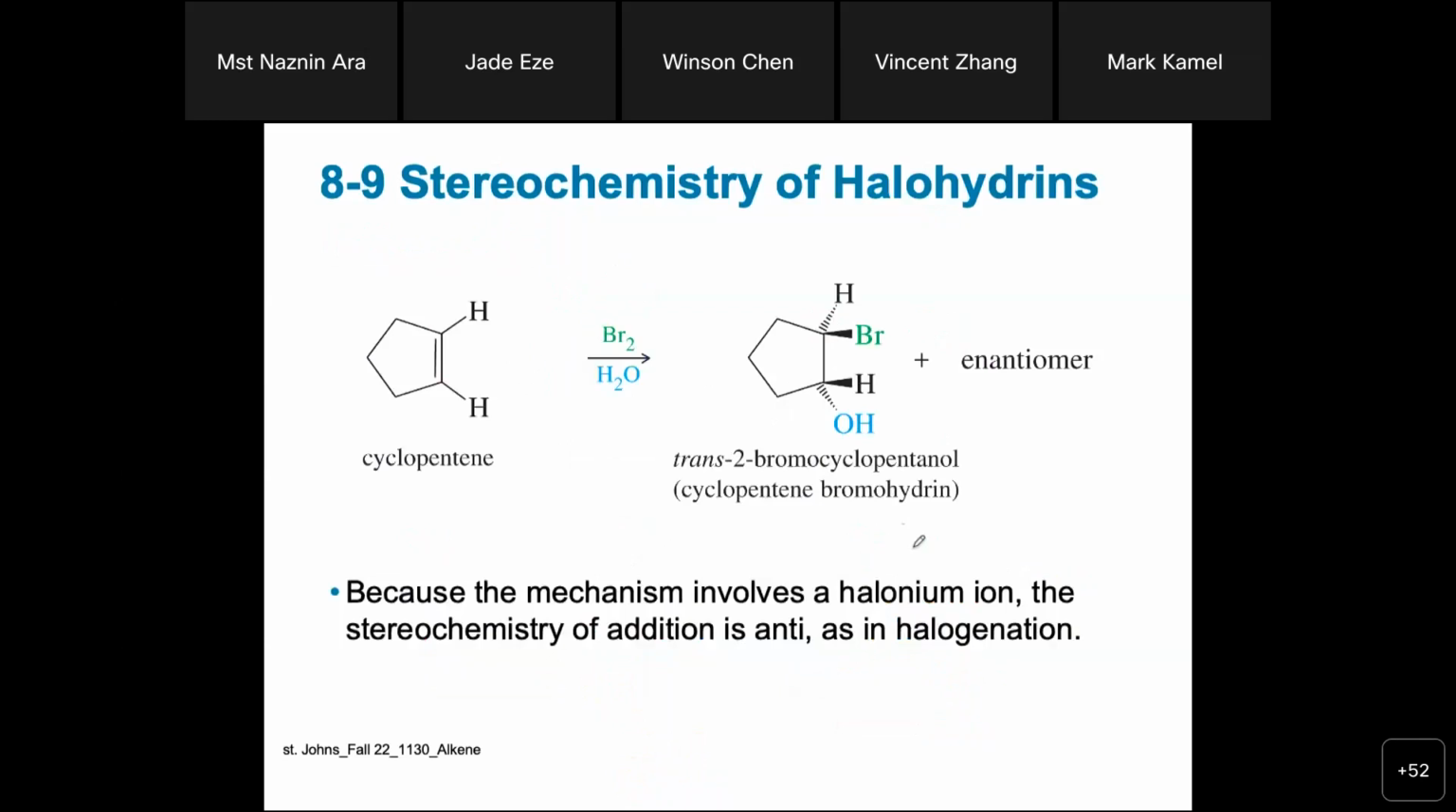Here we have the stereochemistry. Remember, when we have stereochemistry, look into the carbon. They have different groups or a chiral center. That's why they show the stereochemistry.